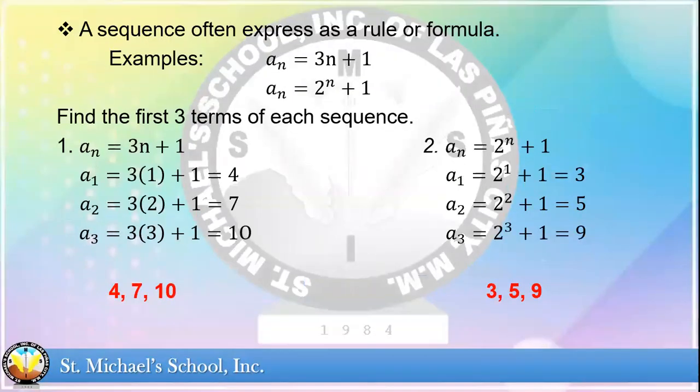A sequence is often expressed as a rule or formula. Examples are a sub n is equal to 3n plus 1, then a sub n is equal to 2 raised to n plus 1. Let us find the first three terms of each sequence. So the first formula is a sub n is equal to 3n plus 1. Since we're finding the first three terms, we have to write a sub 1, a sub 2, and a sub 3.